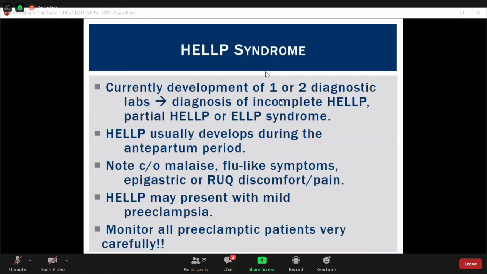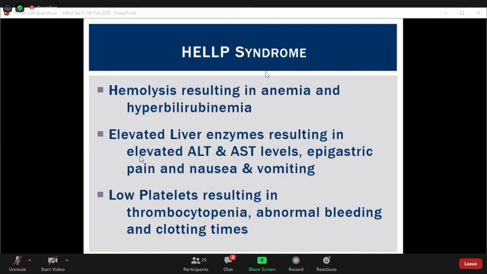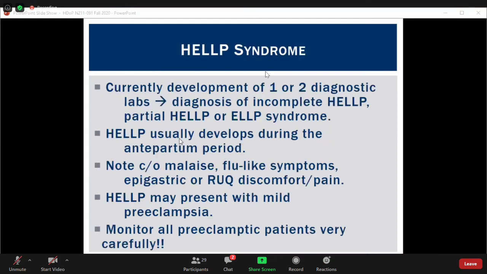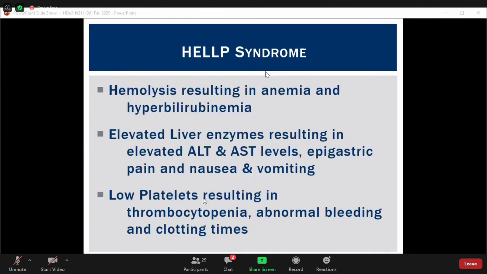Oh, okay. So I'm not going to hold you to this. This was more of an FYI, but basically patients might not present with all of the components of HELLP. So then that would be considered an incomplete. So let's say they have hemolysis and elevated liver enzymes, but their platelets are okay. Okay.